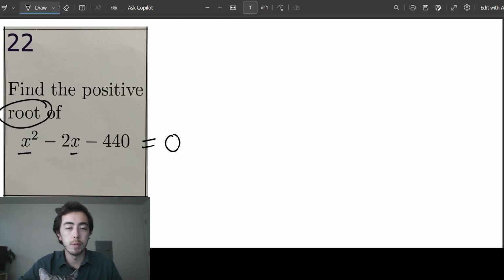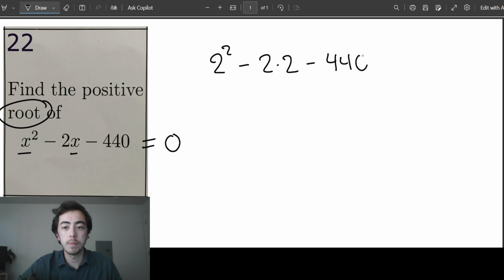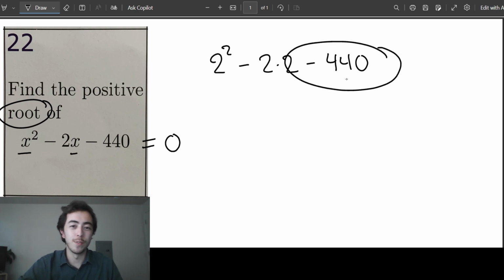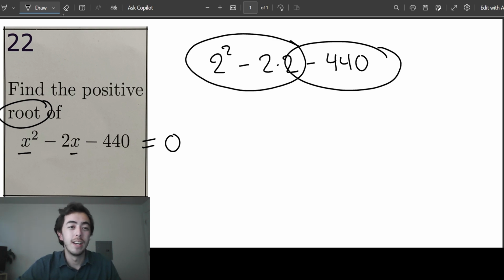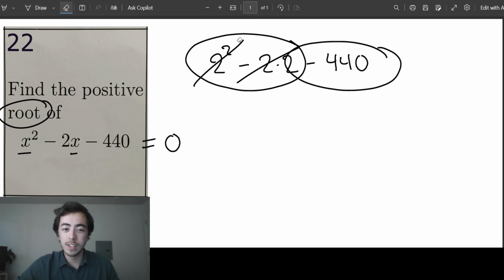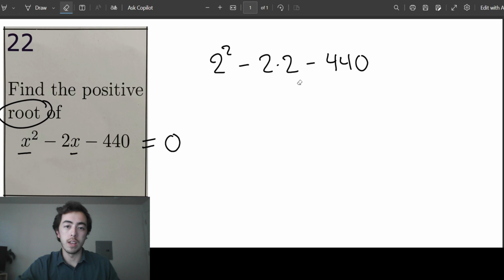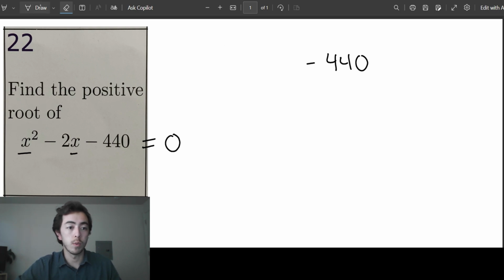One maybe naive way to try to solve this problem is just to plug numbers in for x and see if we get a 0. If we try plugging in, say, 2, we could do 2 squared minus 2 times 2 and then minus 440. I can clearly see that this minus 440 is overpowering really anything that's happening right here, at least for now. And so this number here is not 0. Actually, yeah, these cancel out. So this number is actually equal to negative 440. Definitely not 0. And so that means 2 is not a root of this quadratic equation here.